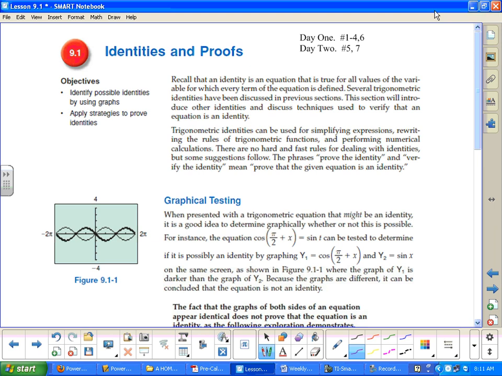So one of the things to remind you: an identity is an equation that's true for all values of x and wherever it's defined. And sometimes you're going to need to use different identities to solve different problems or to solve different proofs. And we've looked at a lot of identities back in chapter 6. At the end of chapter 6, we had that whole list of identities that we worked with, and we're going to be using them again.